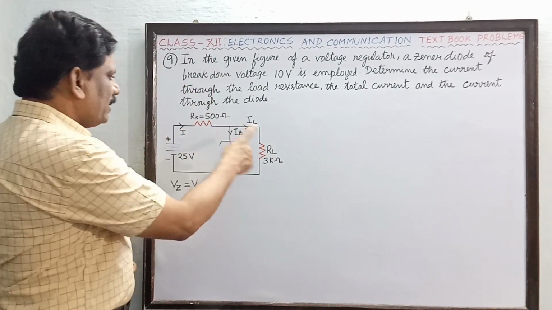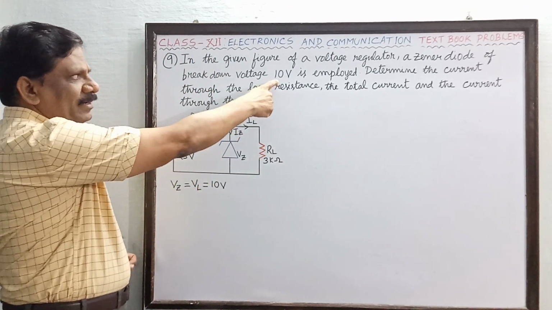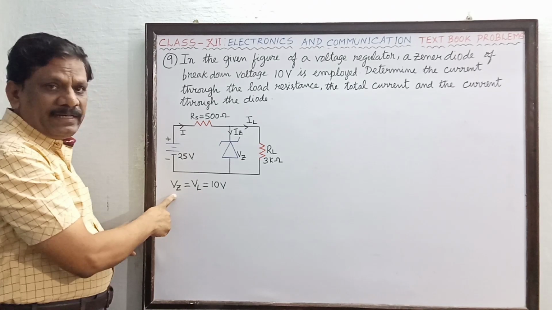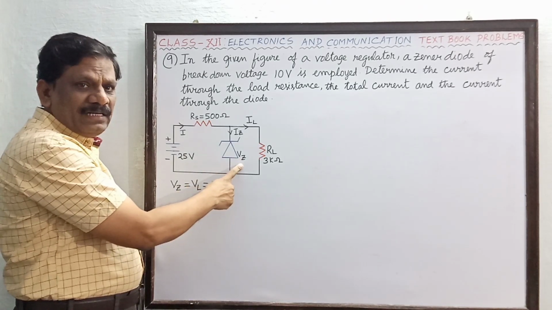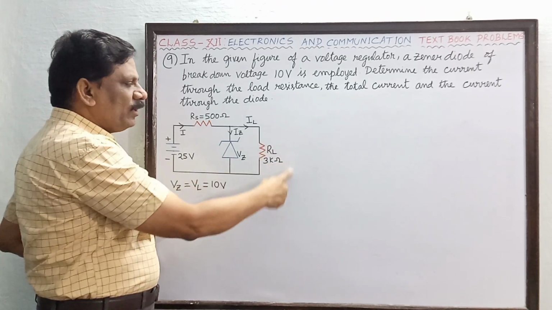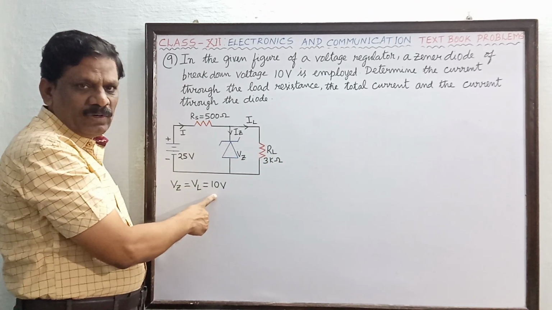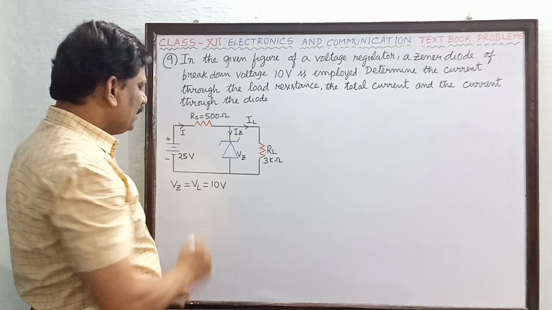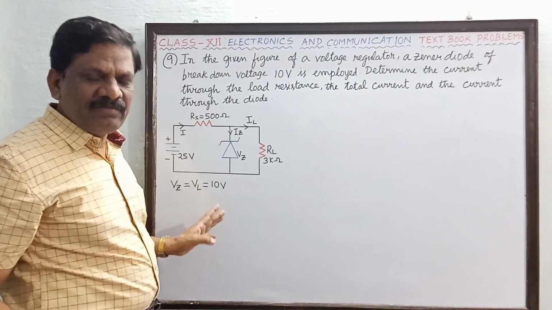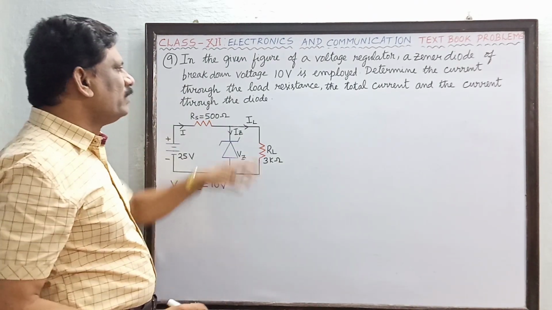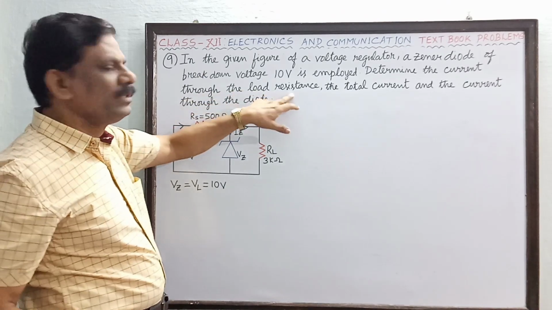So in this circuit, the given value is Zener voltage Vz, which is also equal to the voltage across the load, that is given as 10 volt. So this is the given information. From this, first we are going to determine the current passing through the load resistance.